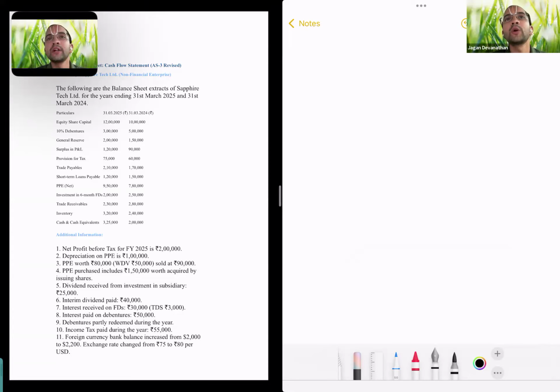We will use a fully worked out case study based on a fictional entity. This example will help us understand not just how to prepare a cash flow statement, but also how to classify cash flows under operating, investing, and financing activities, and handle special adjustments like non-cash transactions, interest, dividends, and foreign exchange differences.